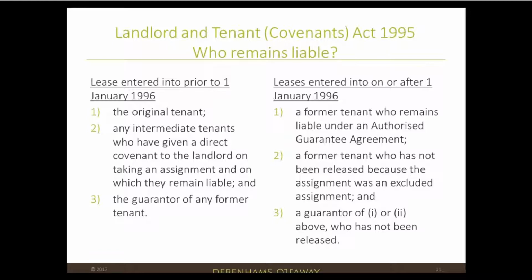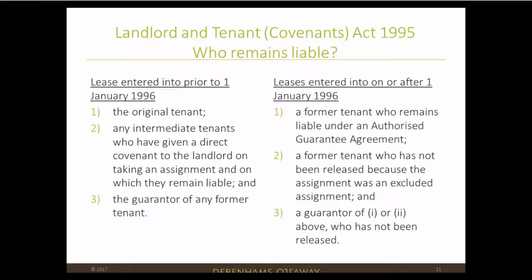If the lease has been assigned, then the former tenant will only be liable if they granted an authorised guarantee agreement on the assignment, or if they've assigned the lease but the assignment was an excluded assignment under the 1995 Act, which it would be if it was an unlawful assignment. So, for example, if they didn't get your permission and that was required under the terms of the lease. Also, a guarantor of the former tenant who's given an authorised guarantee agreement and a former tenant who's been released because of an excluded assignment can also remain liable.